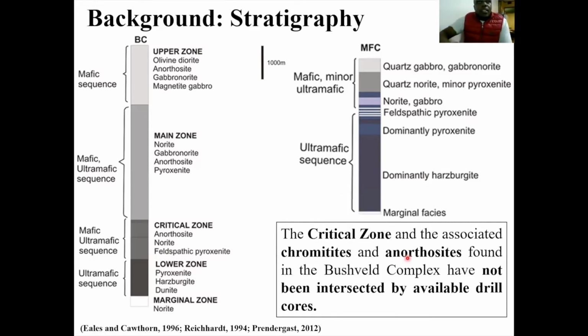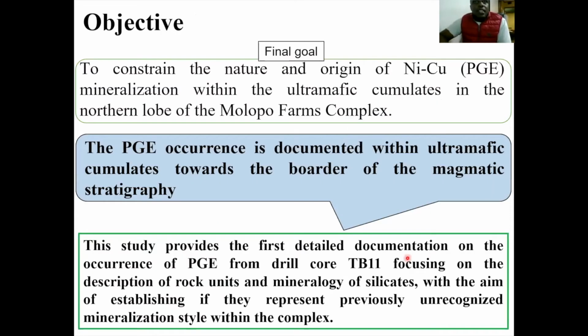So the mineralization we are studying in the Molopo Farms Complex is found within the ultramafic complex. It's entirely within the ultramafic rocks. We have documented the occurrence of PGE minerals, the mineralogy of silicates, as well as the geochemistry, and we try to put this data together to constrain the nature and origin of this disseminated sulfide.